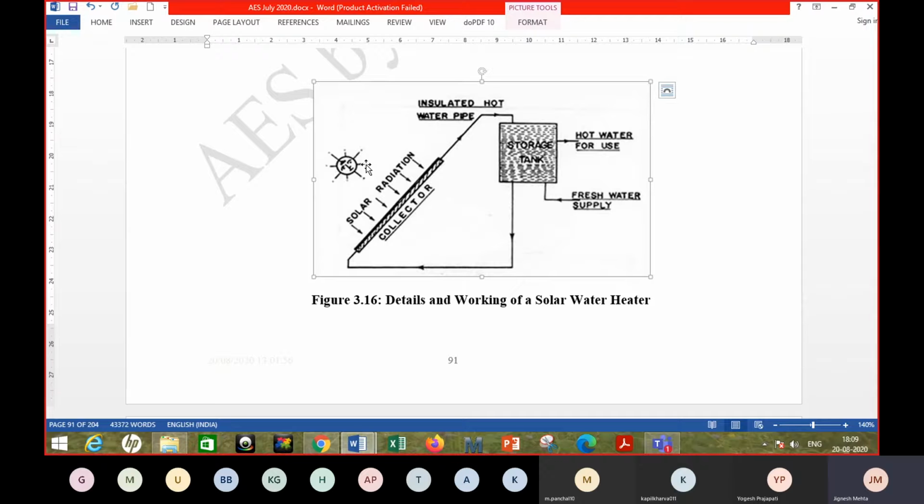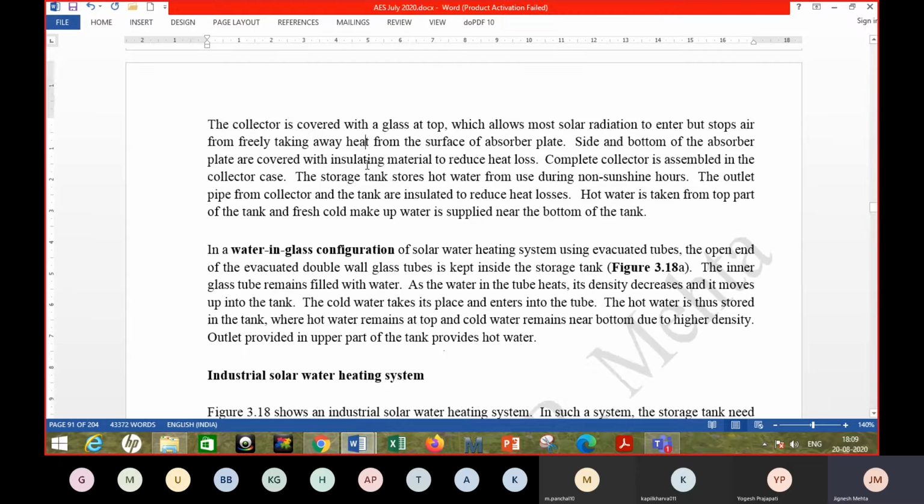So there is a collector and there is natural circulation of water through the collector, and hot water comes into the tank while cold water goes at the bottom of the collector and rises up as it is heated. Okay. So that was one configuration of domestic type of solar water heater.